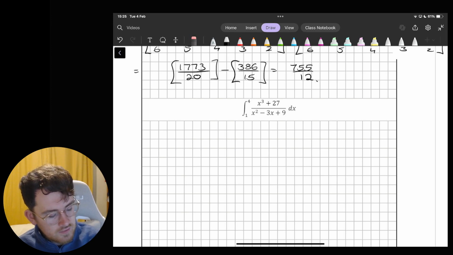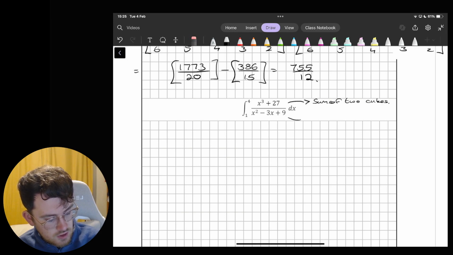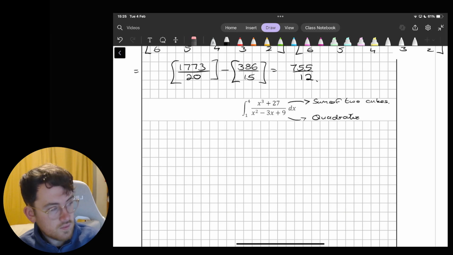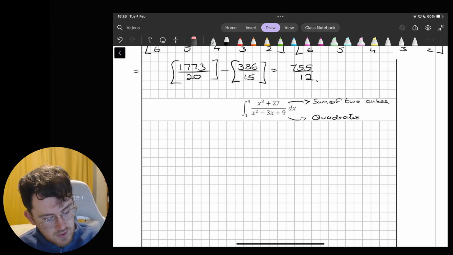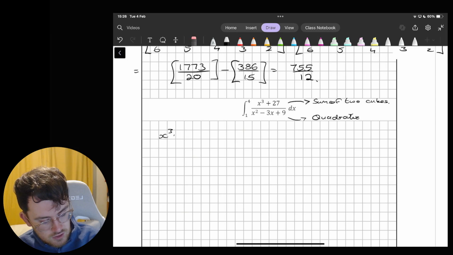So looking for common factors, we might recognize that this is a sum of 2 cubes on top here. The bottom may be some sort of quadratic. Again, we would need to look and see, is there a way of factorizing it there? But let's just see. We'll focus on the sum of 2 cubes first of all, x cubed plus 27. Obviously, that's x cubed plus 3 cubed.